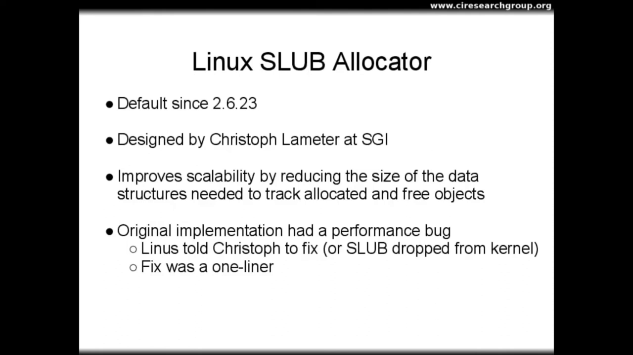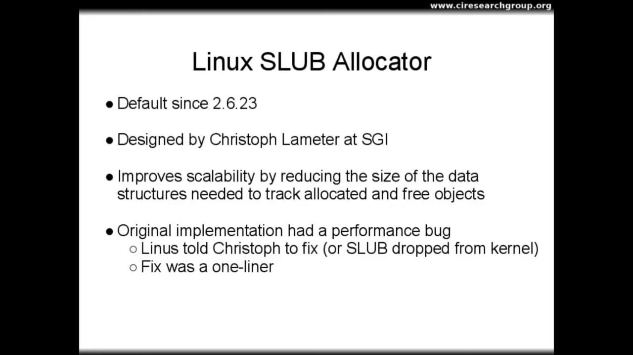To reduce the space waste on large-scale SMP systems, Christoph Lameter at Silicon Graphics developed a new allocator called SLUB, which reduces the size of data structures needed to track allocated and free objects. The initial implementation of the SLUB allocator contained a performance bug that affected the results of certain memory benchmarking tools. Initially, Christoph believed the bug was of little importance, since the conditions required to trigger it were fairly uncommon in practice. However, Linus informed Christoph that either the problem would be fixed or SLUB would be dropped entirely from the kernel.